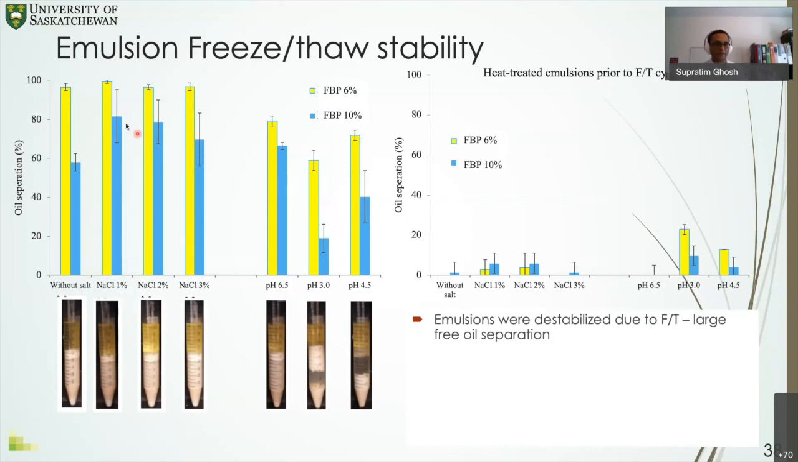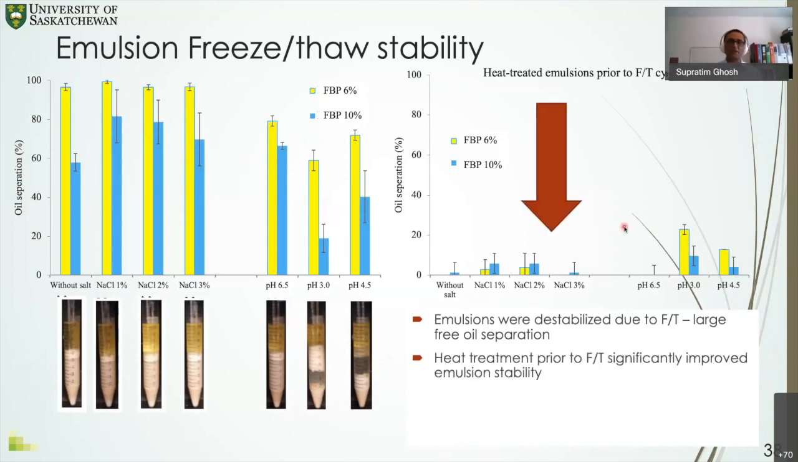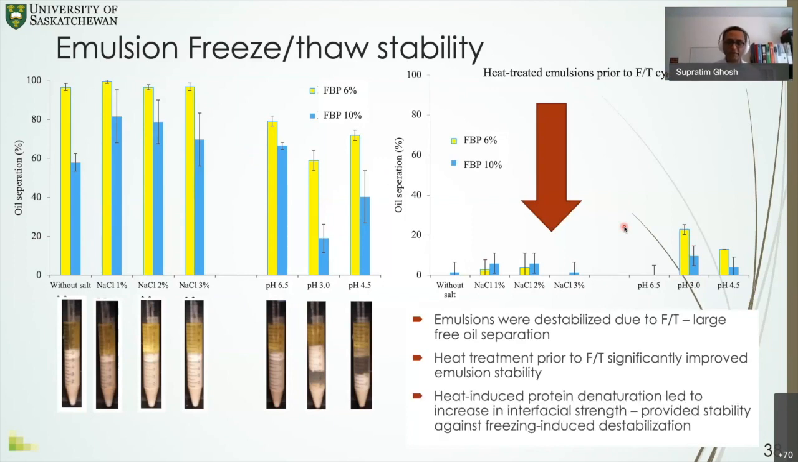You can see that from a very high oil separation, we barely got any oil separation. With low pH, we had a little more destabilization because droplets are more aggregated, but it is still better than without heating. That tells us that heat treatment prior to freeze-thaw significantly improves emulsion stability, and the heat-induced denaturation led to an increase in interfacial strength and provided structure against freeze-thaw-induced emulsion destabilization. So then we realized that for our meat product, we have to have these heated emulsions before they go into the meat processing.